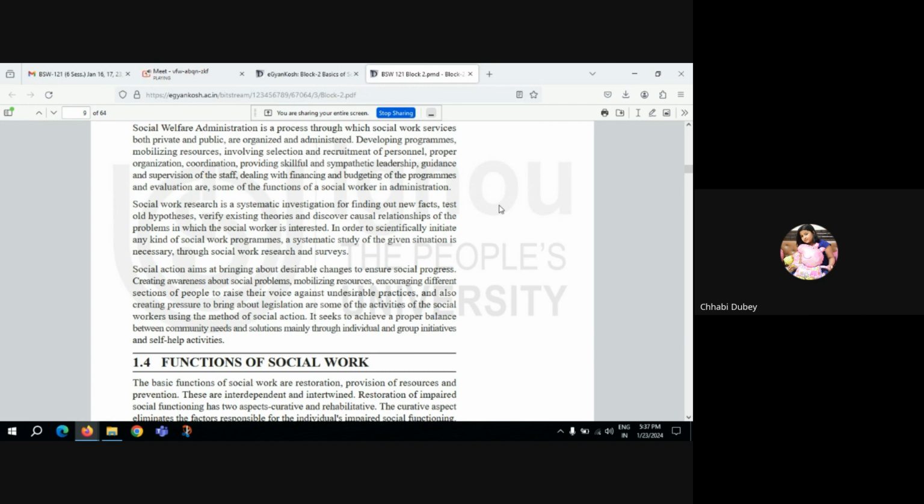And last is social action, which aims at bringing about desirable changes to ensure social progress. Here, we will be creating awareness about various social problems, mobilizing resources, and encouraging different sections of people to raise their voice against undesirable practices, and so forth. So, all these six methods are very important methods of social work, and under the scope of social work we are going to study these six methods.